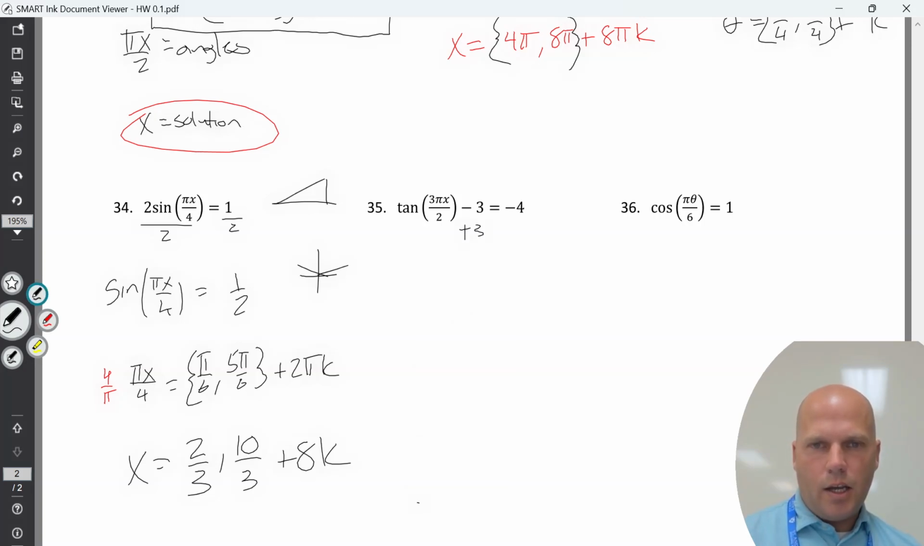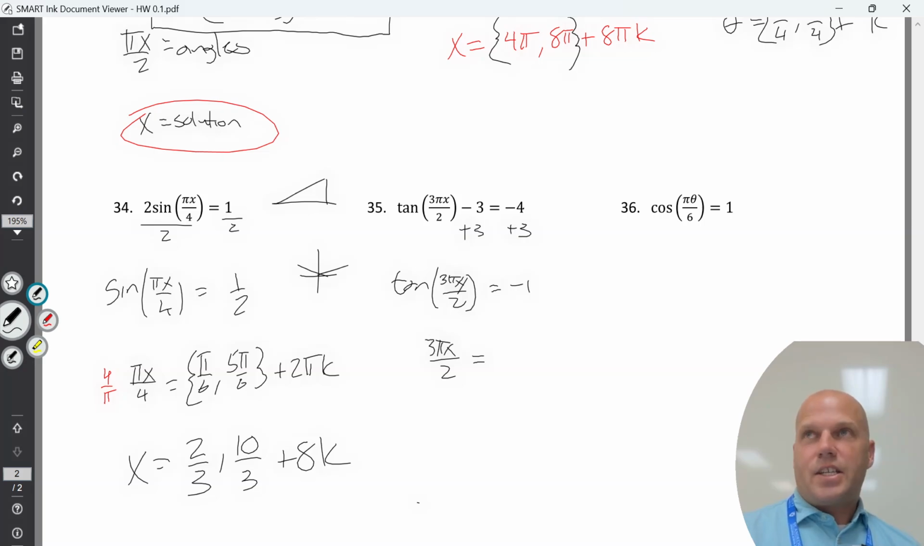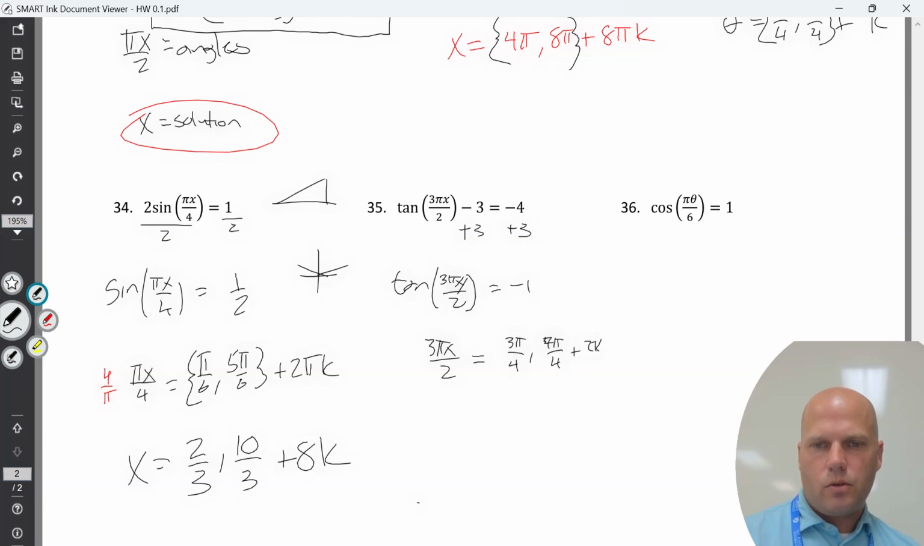Add 3. Isolate the trig function. Figure out the angles. You can replace this with y too. I didn't really show that, but we can do that. When is tangent -1? That's going to be at the pi over 4s in the second quadrant and the fourth quadrant. All coterminal angles where k belongs to the integers. Multiply by 2, divide by 3 pi to get my solutions.